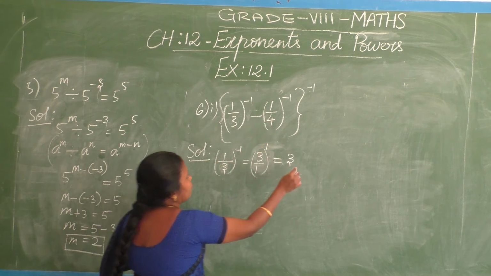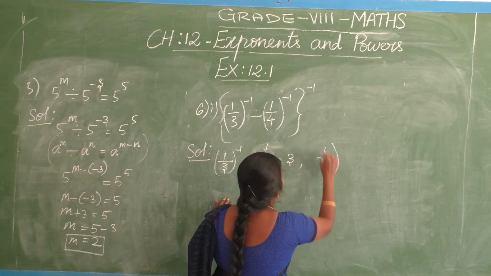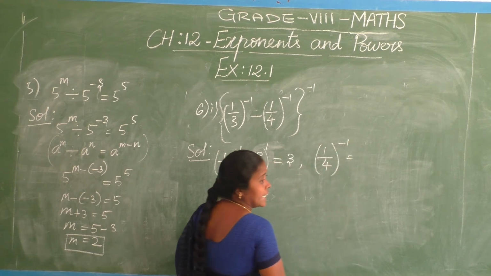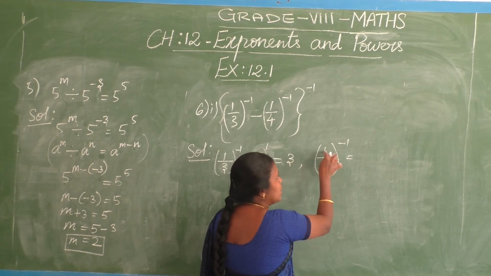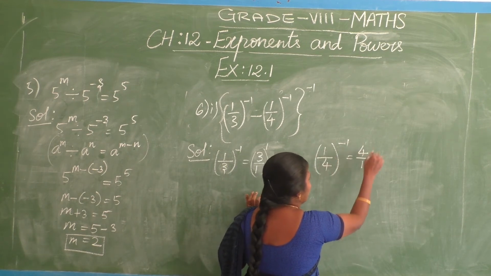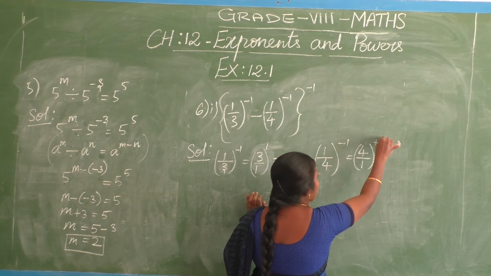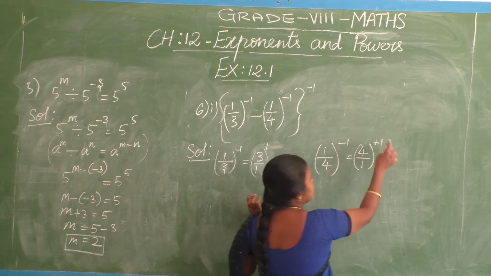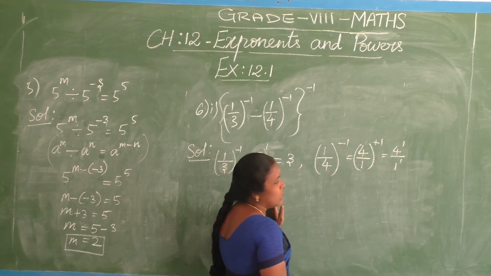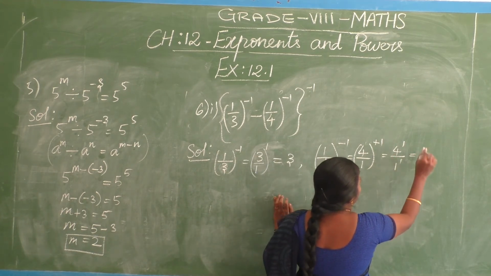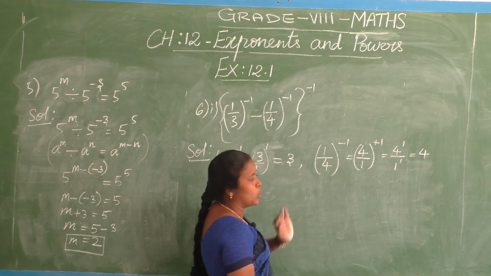Like that, 1/4. (1/4)^-1, the negative power has to be changed into a positive power. For that, this has to be reciprocal. 1/4 can be written as (4/1)^+1. This can be written as 4^1 by 1^1. 1^1 is nothing but 1 only. So, the final answer for this is 4.